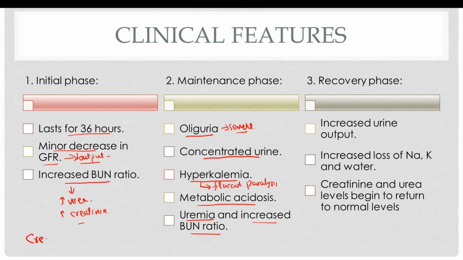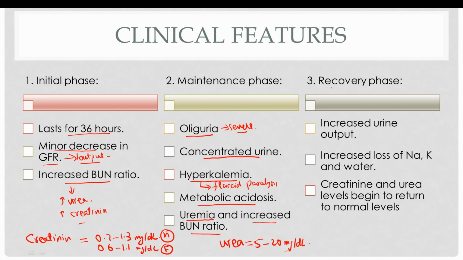The normal creatinine level is 0.7 to 1.3 milligram per deciliter in men and 0.6 to 1.1 milligram per deciliter in females. Whereas the normal urea level is 5 to 20 milligram per deciliter in the blood.